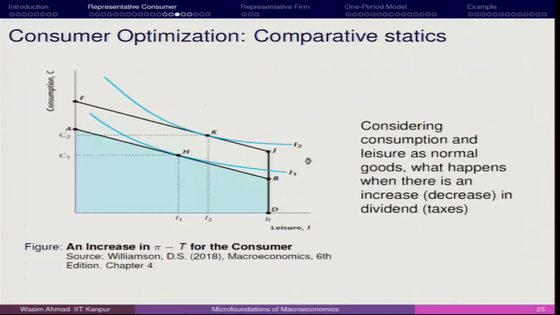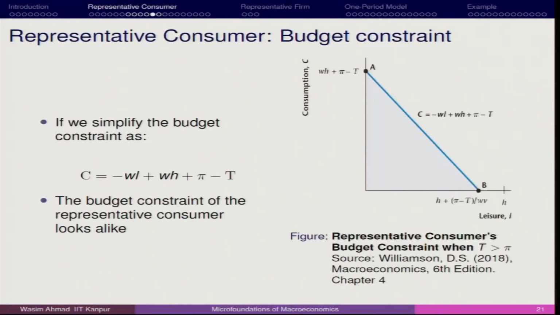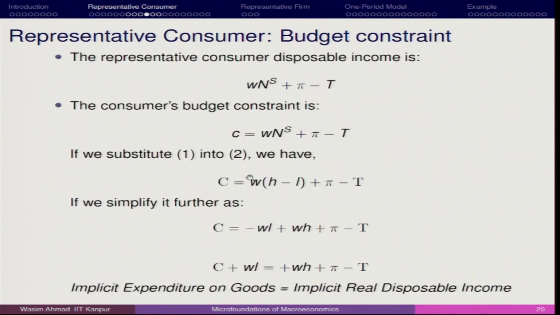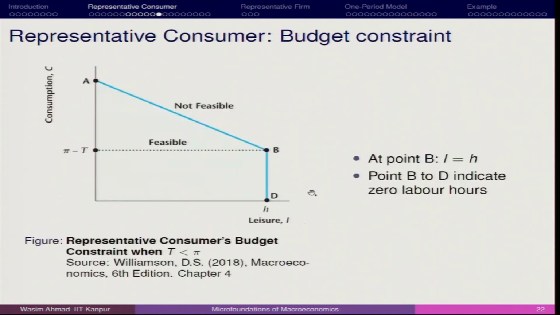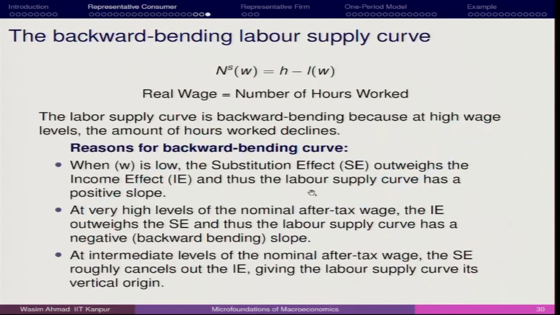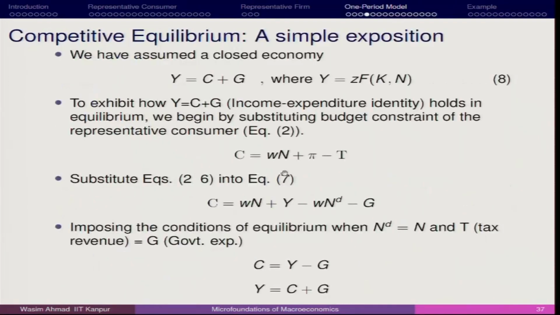This is coming from here, where we had assumed C is equal to W n plus pi minus T. So, this is how the budget constraint is. Here we are talking about the same part: C is equal to W n plus pi minus T.